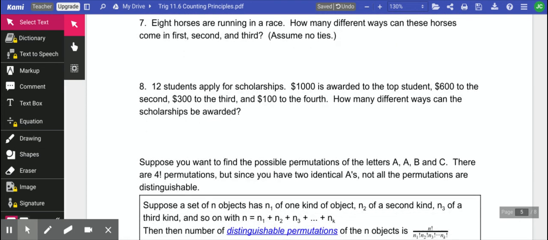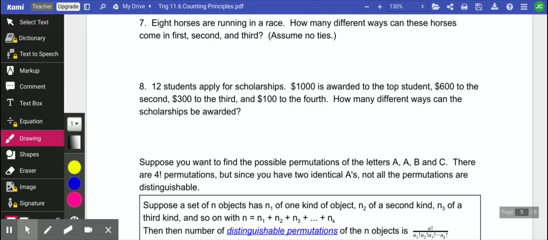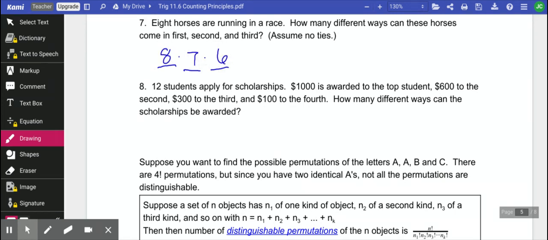All right, we have 8 horses running in a race. How many different ways can they come in first, second, and third? Okay, so we can do this 2 different ways. We can think about first, second, and third. So we can say we have 8 options for first place, and then 7, and then 6. Or we can use that formula or our calculator, say we have 8 horses, and we want to know the permutation of 3 of them. Either way, this is going to give us the same answer of 336. And again, this is a permutation because order matters.